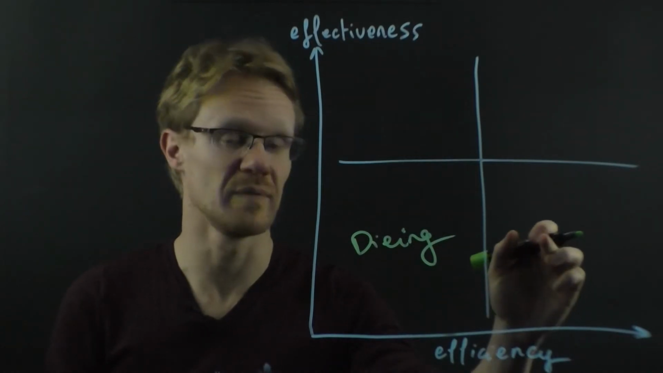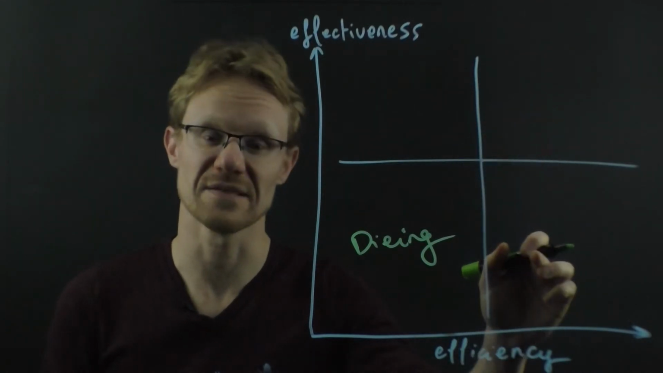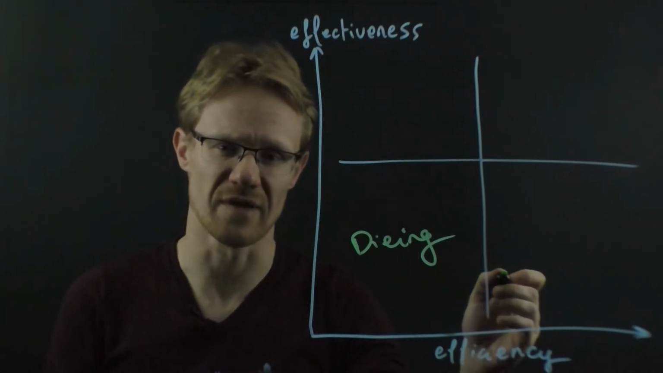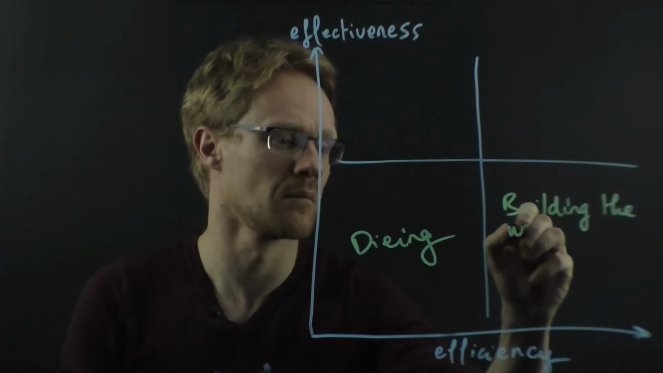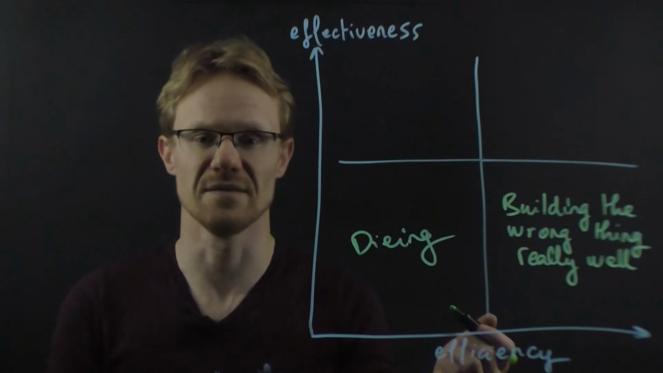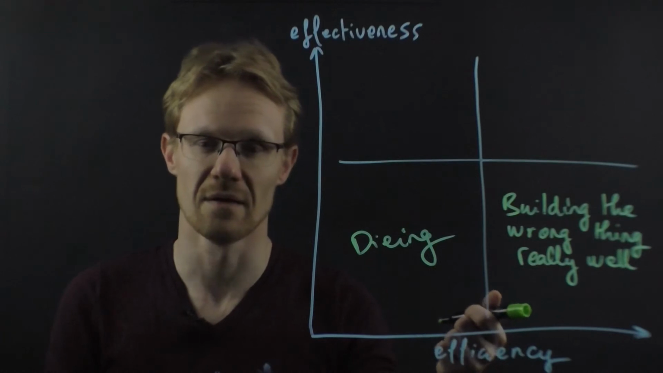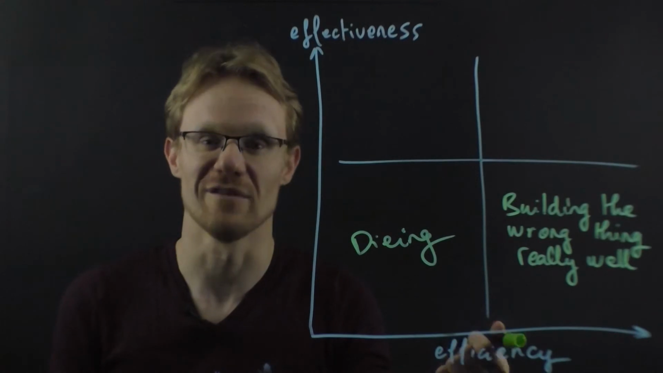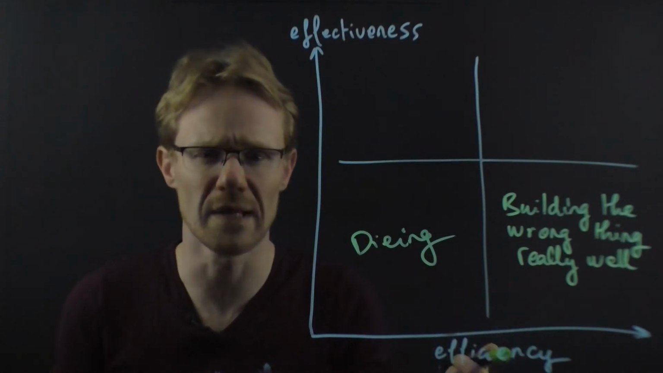In this area, you're being really efficient, which means you're building the thing right. But you're not really effective on this scale, which means you're building the wrong thing. So really what you're doing is building the wrong thing really well. And that's an area where basically you're wasting a lot of effort. Teams in that area are always too busy. They're too busy to have retrospectives, and when they have retrospectives, what do they talk about? They talk about how to become even more efficient. They talk about how to review code more quickly and things like that.